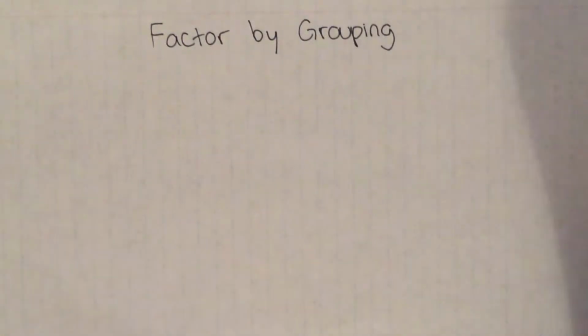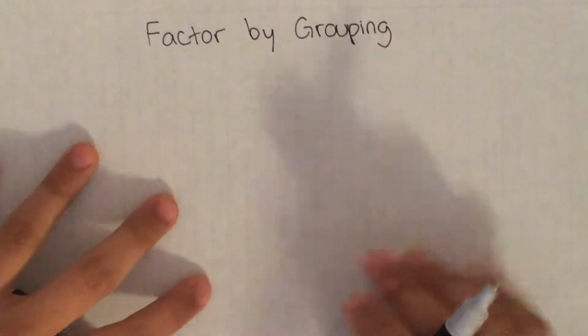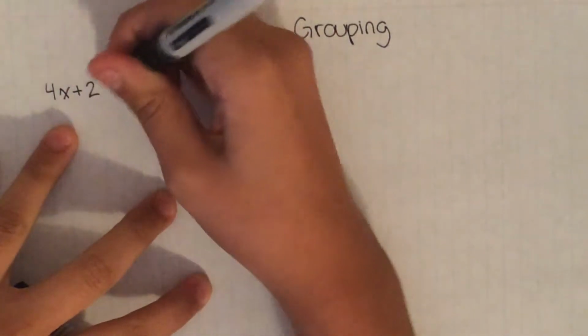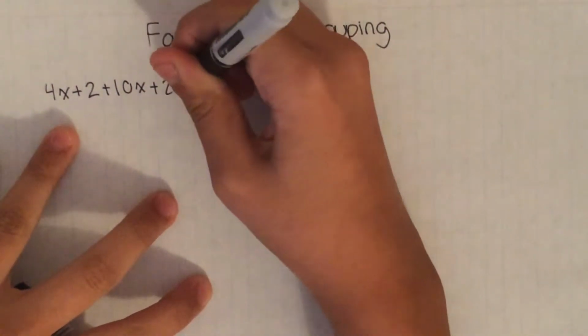So today I'm going to be showing you how to do factor by grouping. Factor by grouping is when they give you four terms and you're going to group two terms from the four terms in groups. You're just going to group them. So here's an example. Let's do 4x plus 2 plus 10x plus 20x squared.